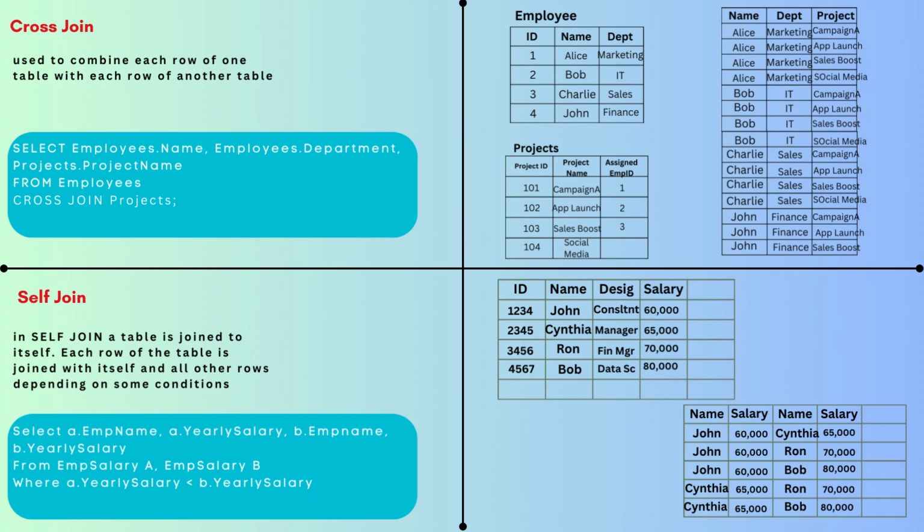Similarly, each record in table A will be compared with each record in table B based on that specific condition which we have defined in the syntax, A.yearly salary less than B.yearly salary. So this is the command which you would need during data analysis.